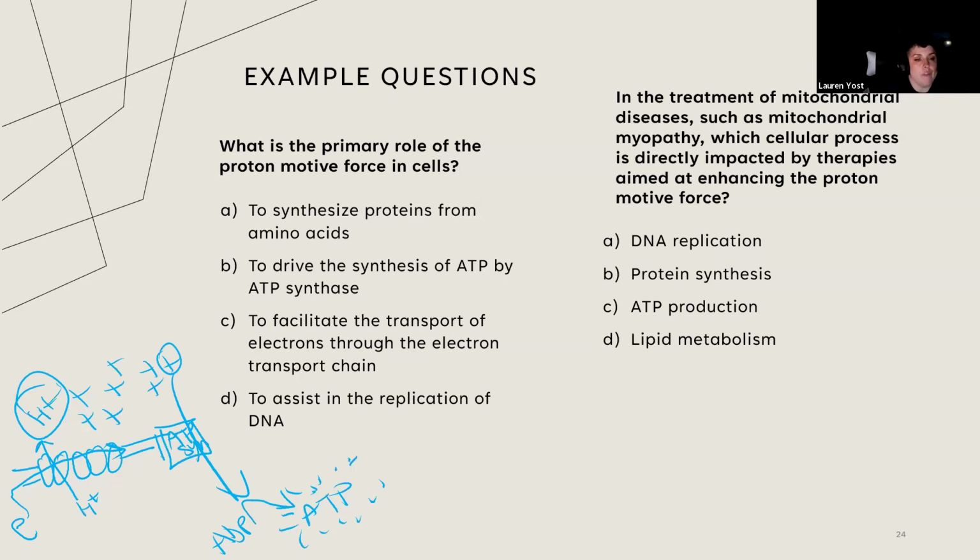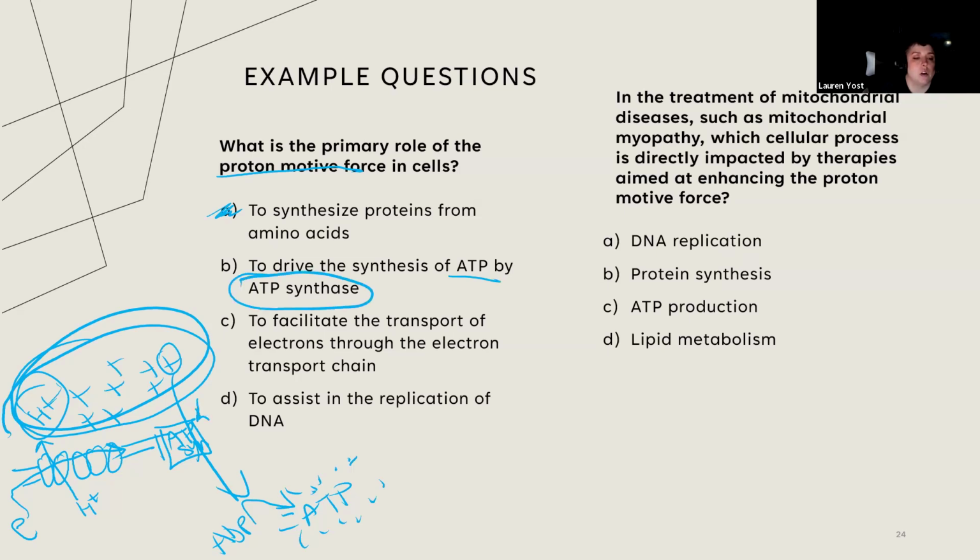So what is the primary role of the proton motive force? That's this gradient of H plus outside. Why do we have that? Is it to synthesize proteins from amino acids? It's not the primary role of that. The whole primary role of creating that proton gradient is to drive the synthesis of ATP through ATP synthase, this channel molecule enzyme here. It's an enzyme that is also a channel, and as things move through it, it allows it to add a phosphate onto ADP.